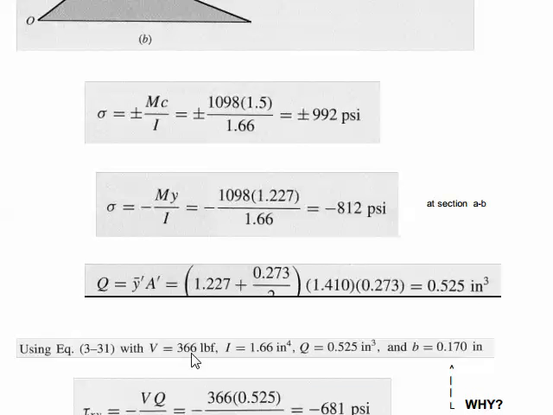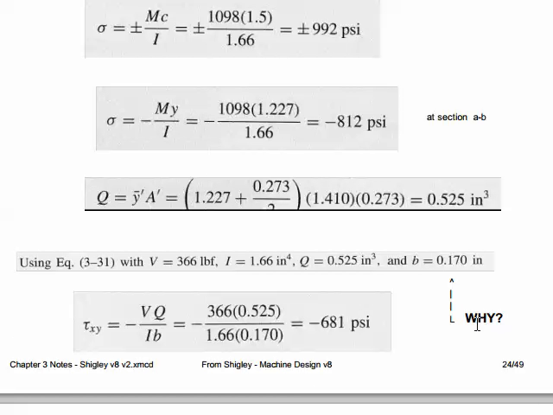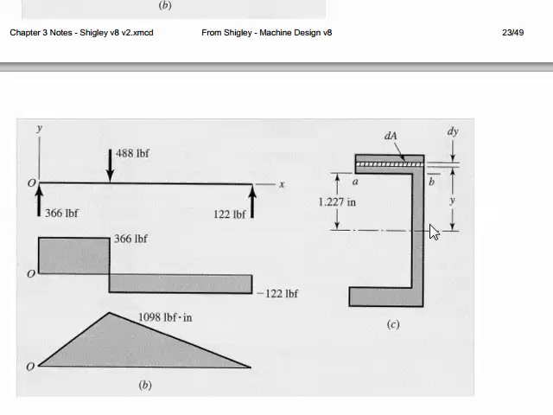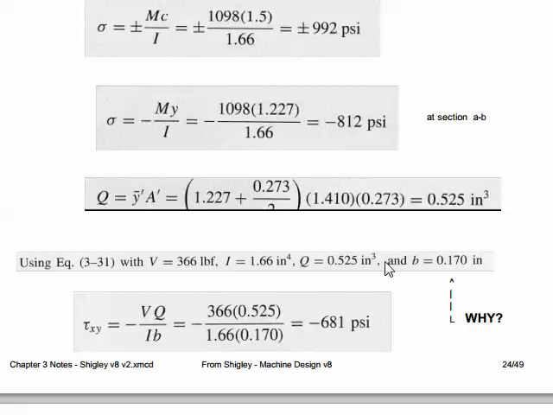V was 366, I is 1.66, and B at that location is 0.17. Now I put a note on there that says y, 0.17. That's the thickness of this thin region, not the thickness of the wide region. There's a step change in B. B is skinny until we hit right here, and then B jumps up a lot. Well, we want the shear stress at its highest, at its worst case, and so we're going to use a small value of B, which was 0.17 or so.